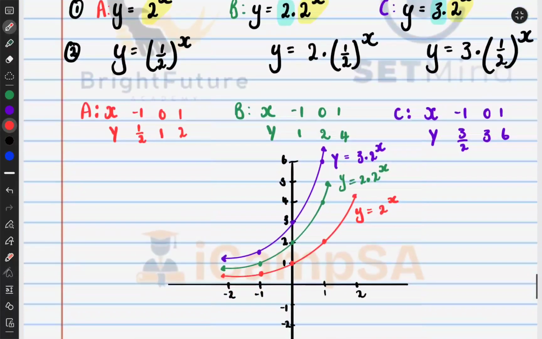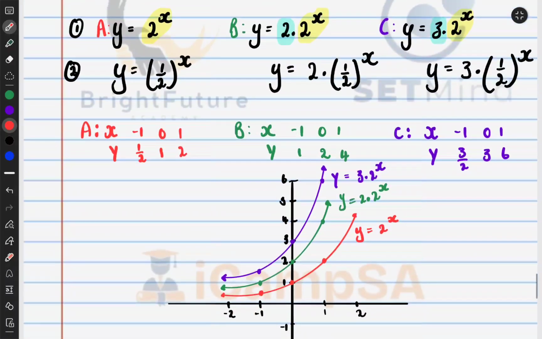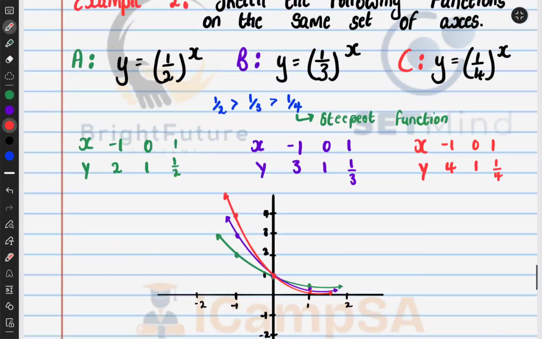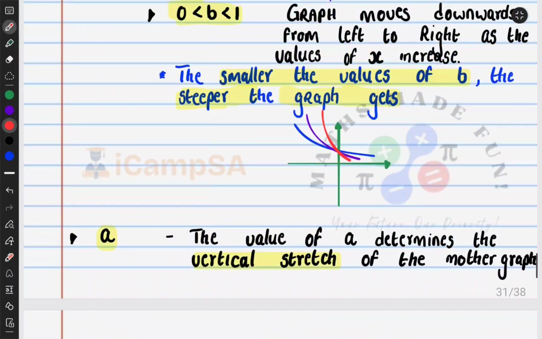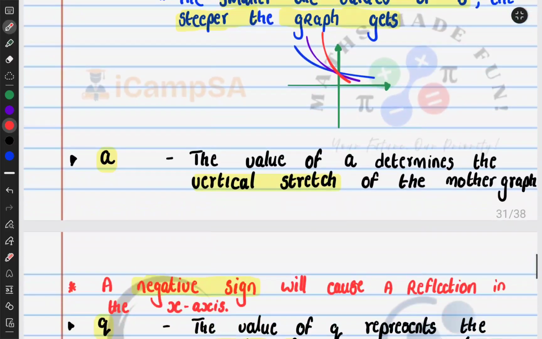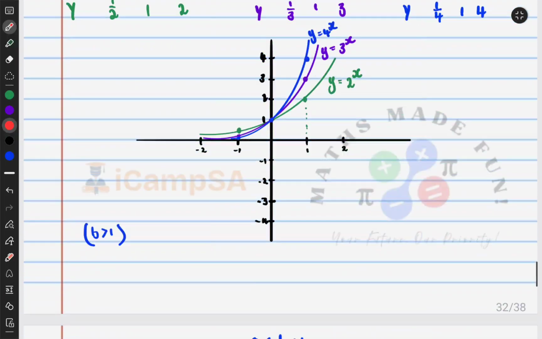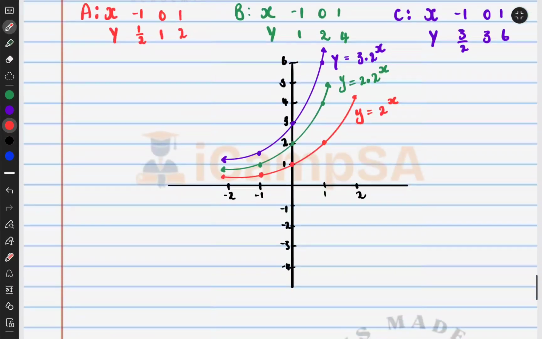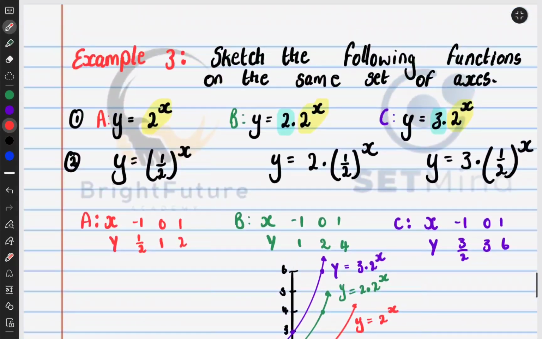Okay, so that is what happens to the function when the value of a is being changed. The value of a, let's go ahead and remind ourselves, the value of a determines the vertical stretch of the graph. It determines the vertical stretch of the graph, as you are witnessing here.